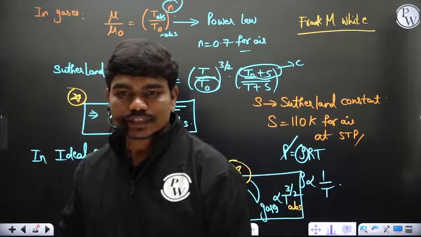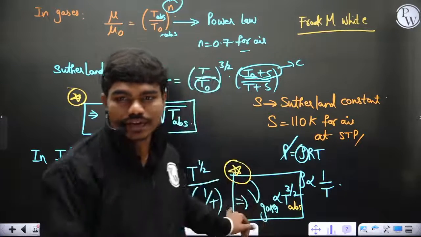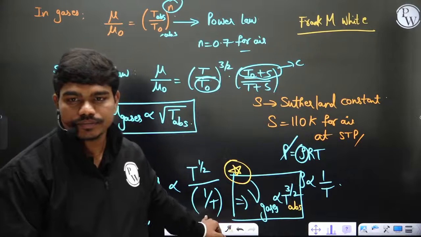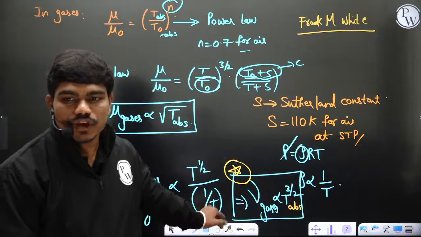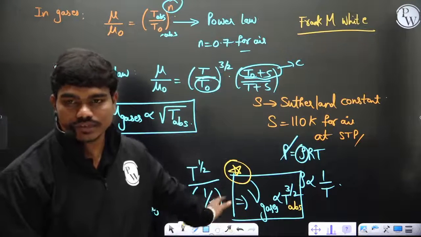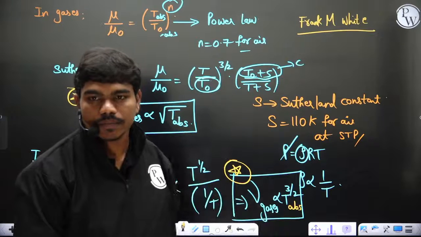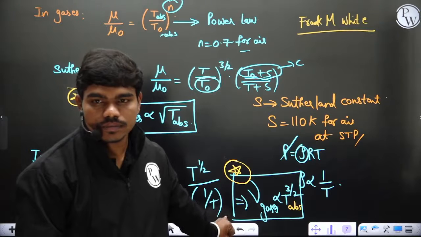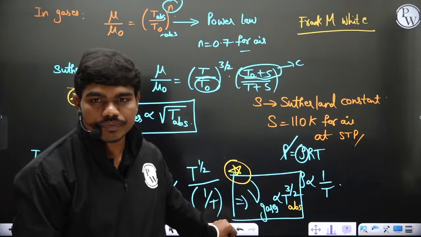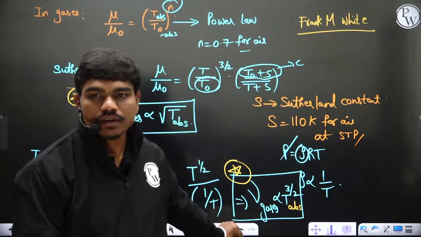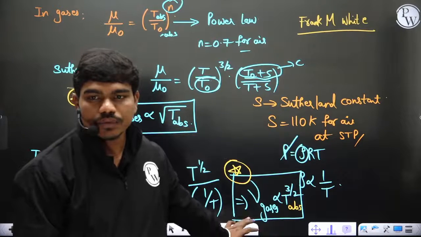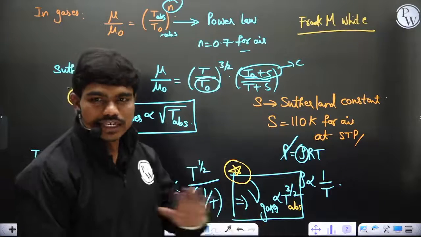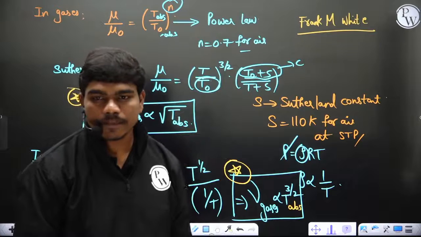So shall I move forward from this? Is this clear to all of you? How all these relations are coming out? If all these relations are clear, then we will move forward from this particular location. Everyone, please type in the chat box: are you all clear for the past 1 hour of what we are teaching?